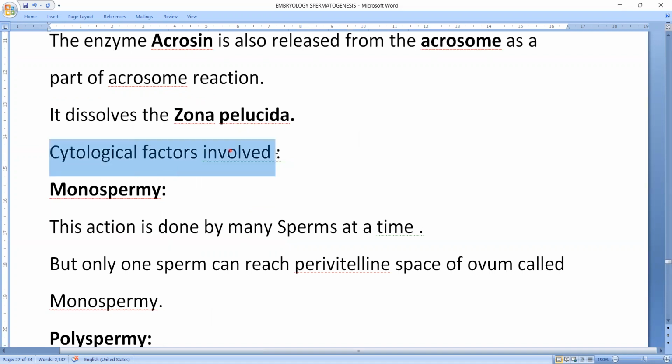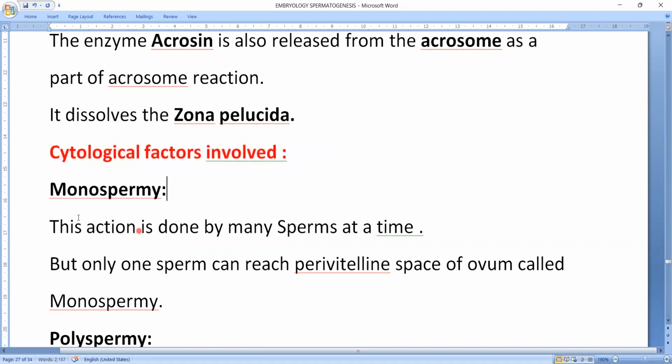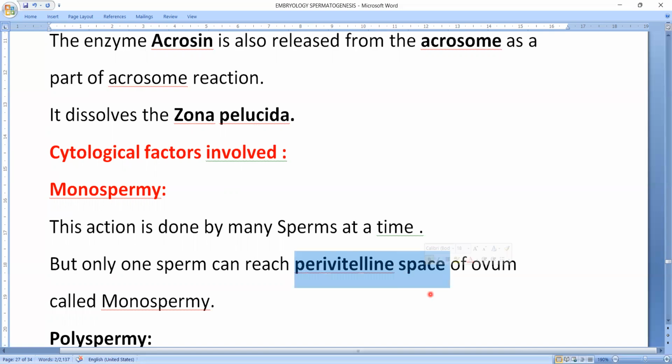Then, cytological factors involved in the fertilization. Here monospermy is a term which means only one sperm can fertilize one ovum. This action is attempted by many sperms at a time, but only one sperm can reach the perivitelline space of the ovum, due to different factors.